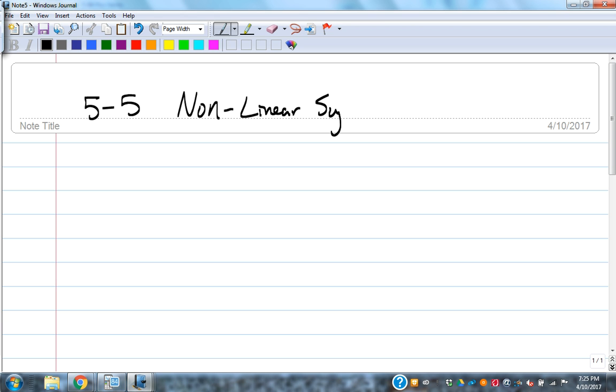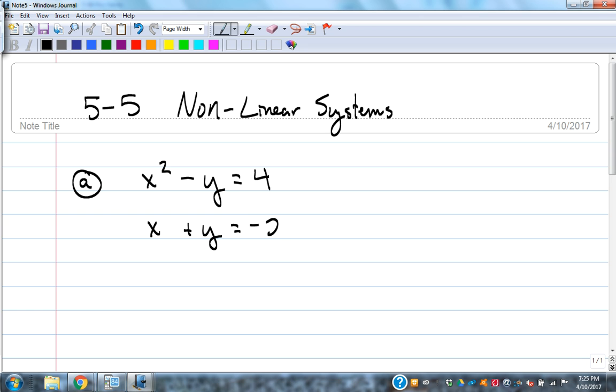Nonlinear systems. Okay. Nonlinear systems of equations are going to be like this. x squared minus y equals 4, and then x plus y equals -2. Okay, all right. Now, we can tell that's nonlinear because that first equation has an exponent on the variable. That makes that not a straight line.